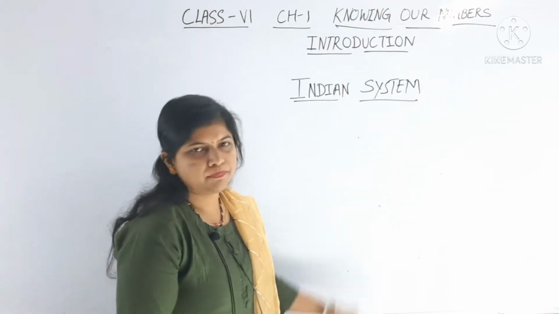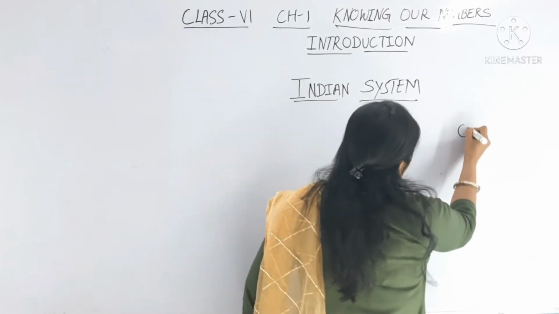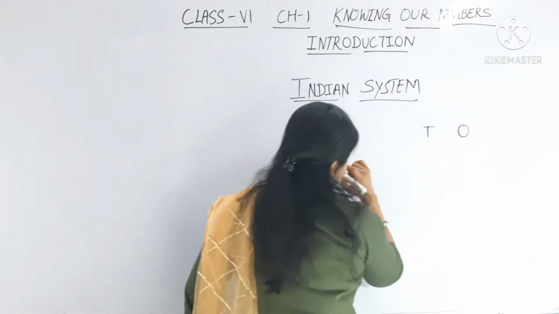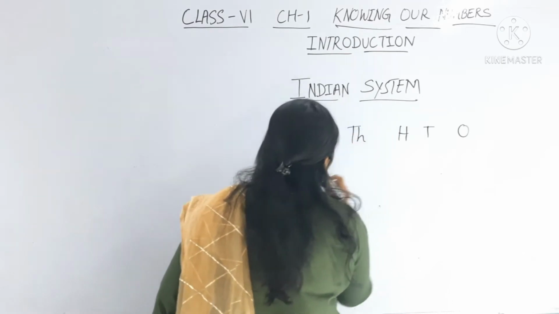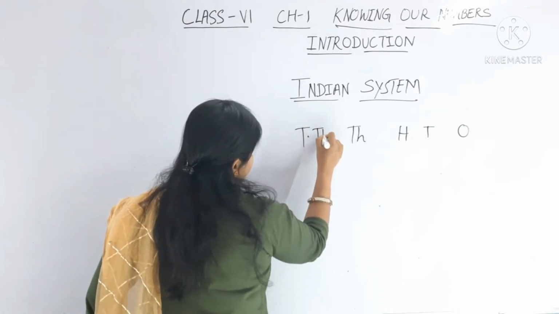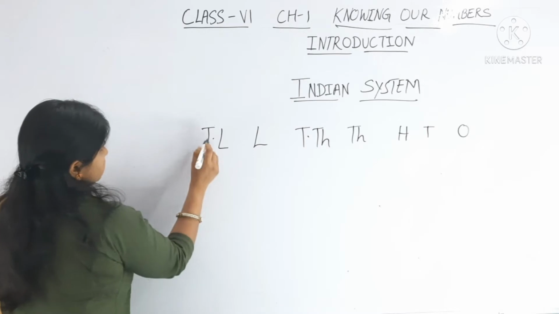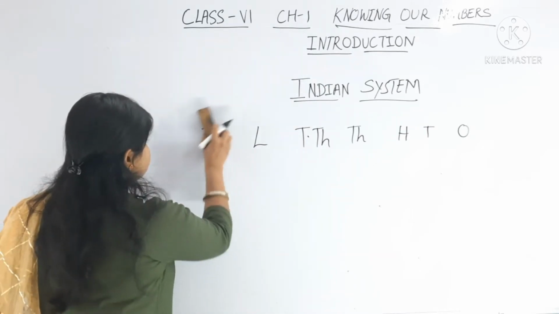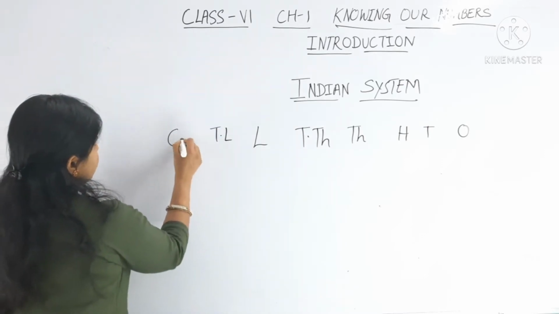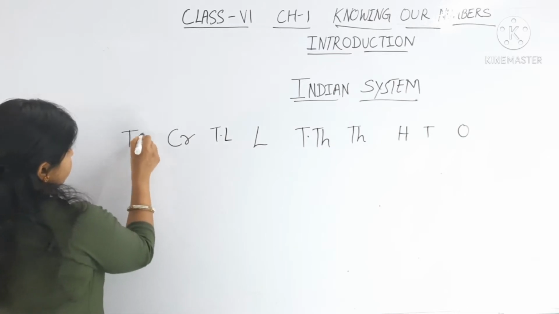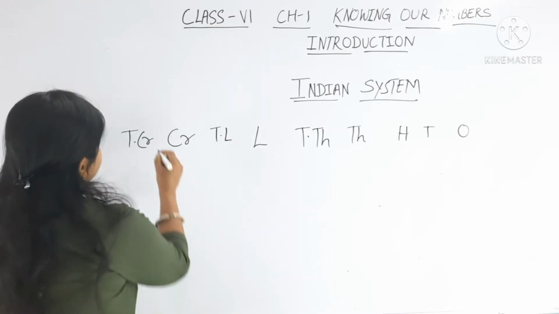Now come to the Indian system. I am making the table for the Indian system. So this is ones, tens, then hundreds, then thousand, 10,000, lakhs, 10 lakhs, crores, then here 10 crore. So this is our Indian system place value chart.